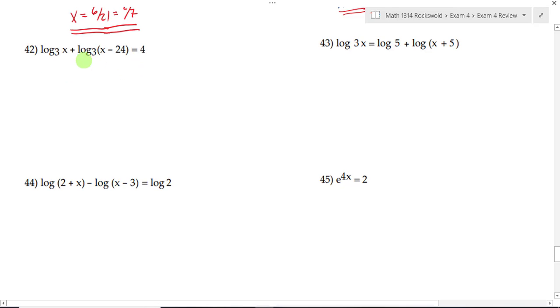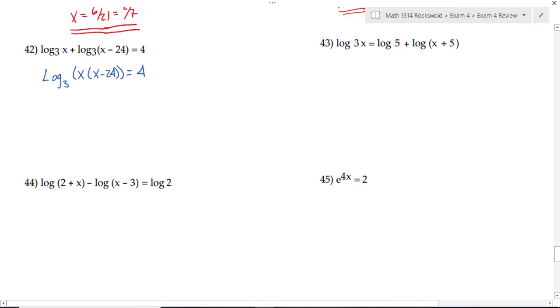On number 42, I have log base 3 of x plus log base 3 of x minus 24 equals 4. If you have addition between logs, you need to rewrite that as a single log. So this would be log base 3 of what? x times x minus 24 equals 4. Once you get rid of the addition or subtraction between logs in an equation, you then see if you have a log equal to a log or only one log in the equation. For this problem, we have only one log in the equation.